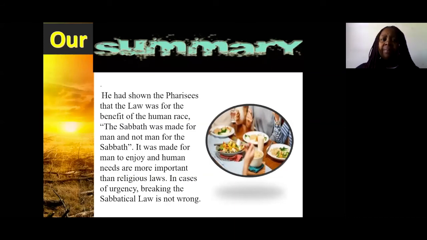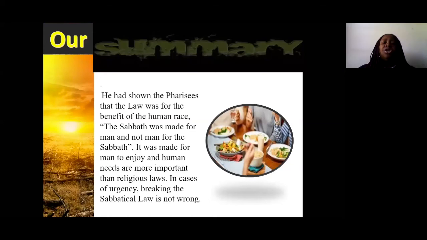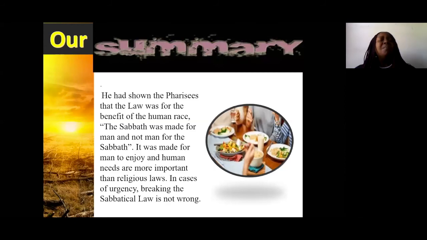And so Jesus had shown the Pharisees that the law was for the benefit of the human race. And the Sabbath was made for man and not man for the Sabbath. All right? Remember those words. Say it with me. Read it with me. The Sabbath was made for man and not man for the Sabbath.